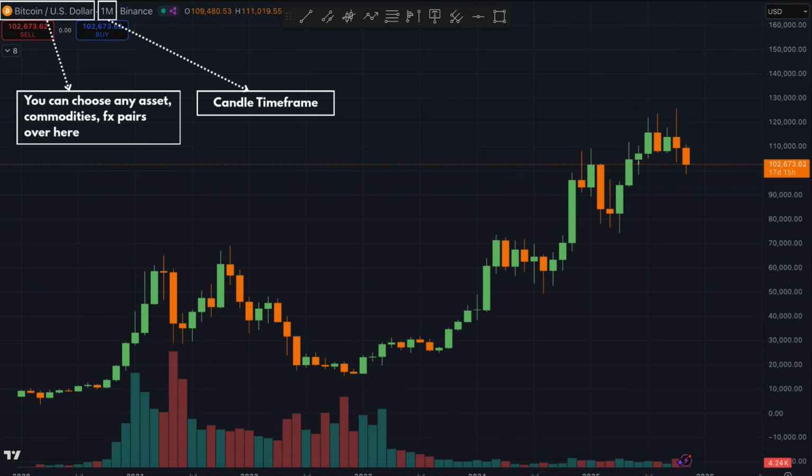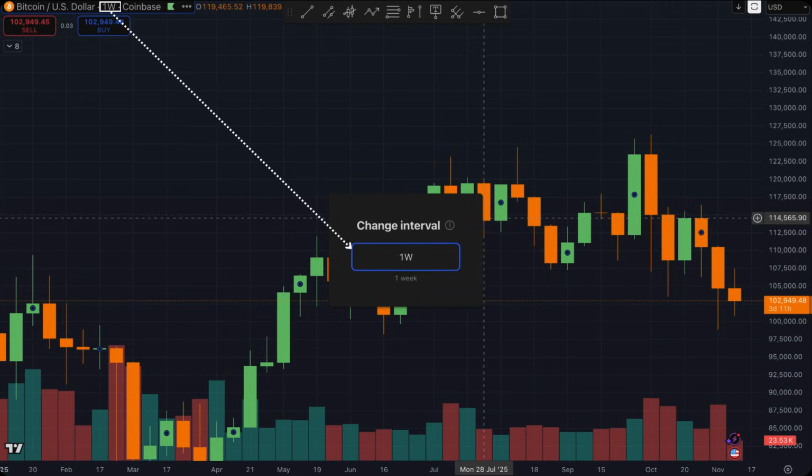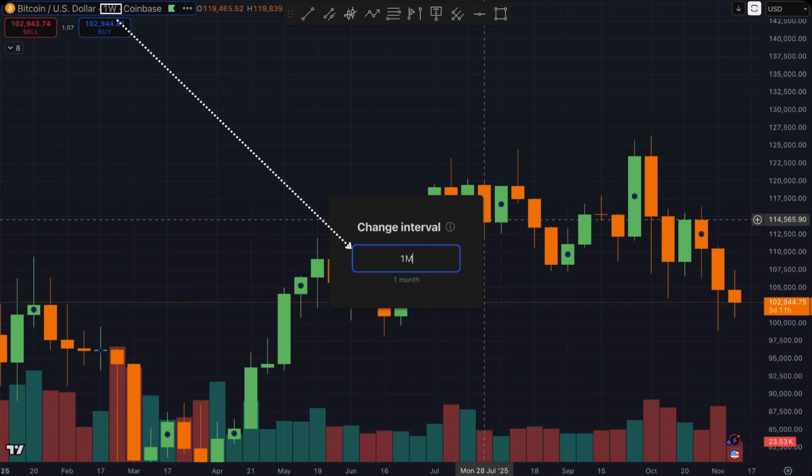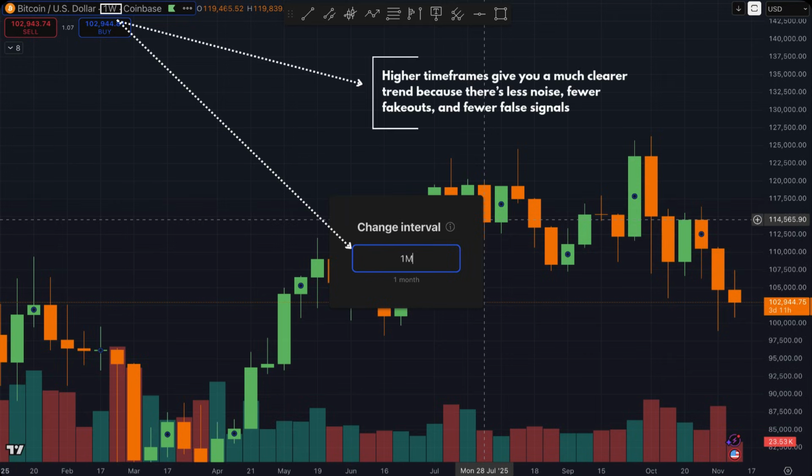For beginners, I'd recommend starting with the higher time frames like the daily, weekly, or monthly because they give you a clear overall picture of where price is heading without all the short-term noise.